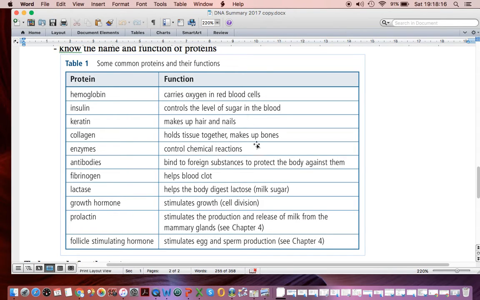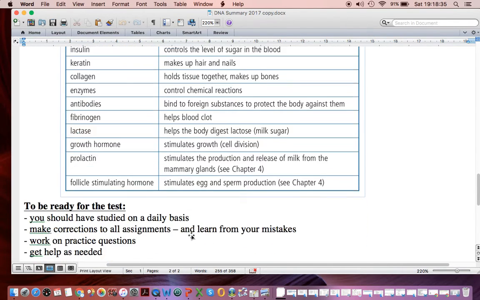Enzymes, hugely important for the chemical reactions in your body. Antibodies, things that are part of your immune system to help protect the body against foreign invaders. Fibrinogen, helping clot the blood. And lactase digesting milk sugar. And we carry on with that.